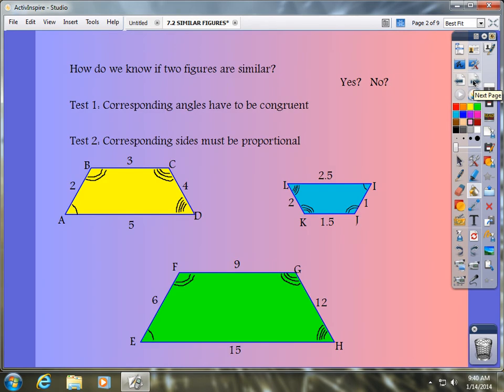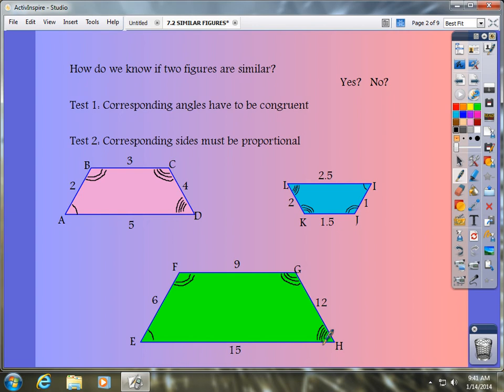Okay, how do we know if two figures are similar? Corresponding angles have to be congruent. If you'll look at all four of these figures, you'll notice that they all have an angle with 1, an angle with 2, an angle with 3, and an angle with 4. That means all of their angles are corresponding.